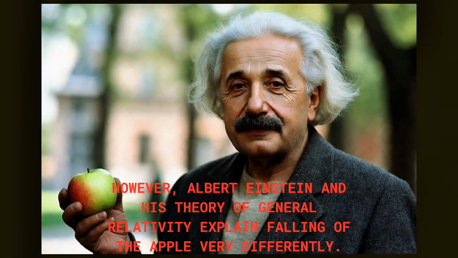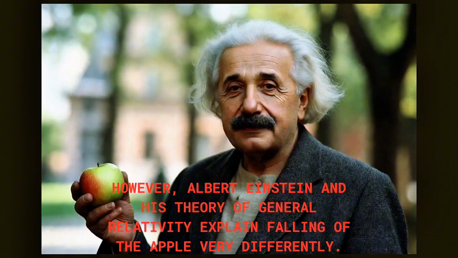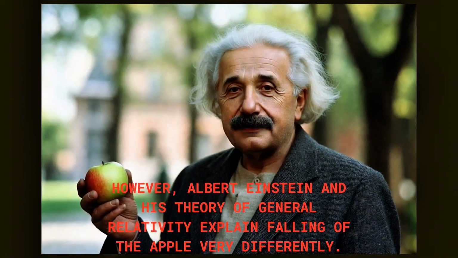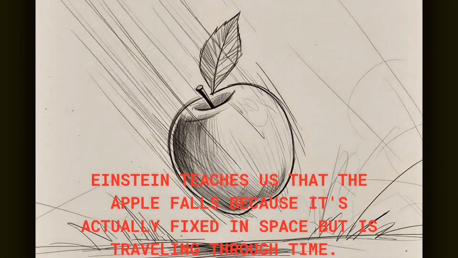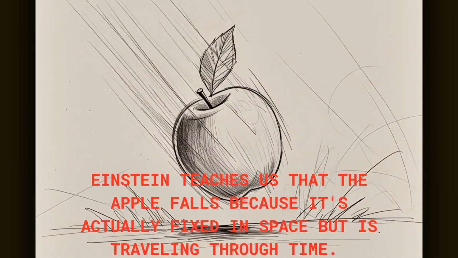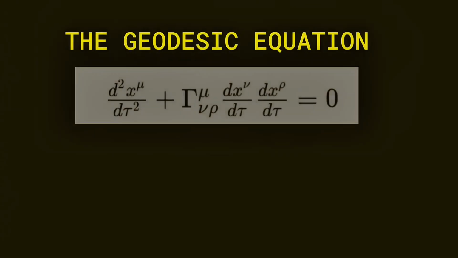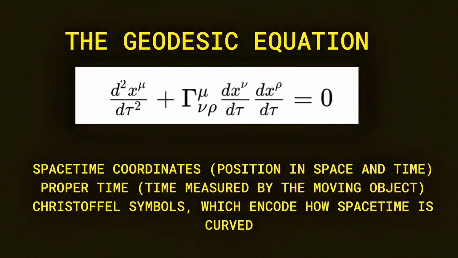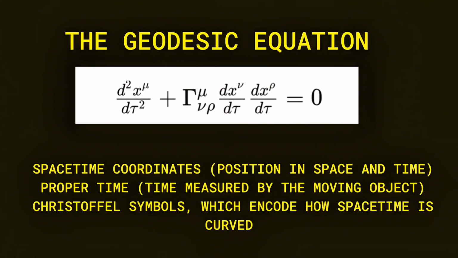However, Albert Einstein and his theory of general relativity explain falling of the apple very differently. Einstein teaches us that the apple falls because it's actually fixed in space but is traveling through time. The fall occurs in fact because the time is bent around a massive object such as Earth. Equivalently, we could say the apple is fixed and the Earth is accelerating upwards towards the apple. Strange, right? This can be explained by this geodesic equation.